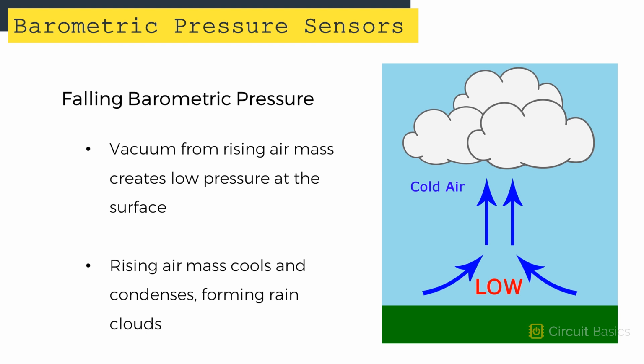As the air mass gets higher in altitude, it cools down and compresses. This condenses water vapor in the air, forming rain clouds. It usually brings wind too, because the surrounding air on the surface flows into the low pressure area.